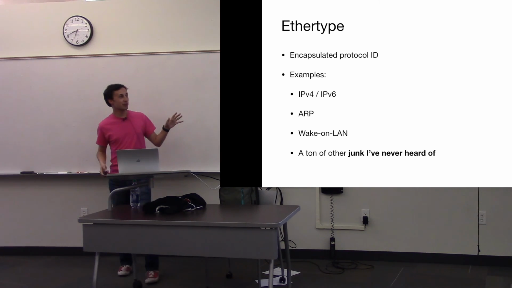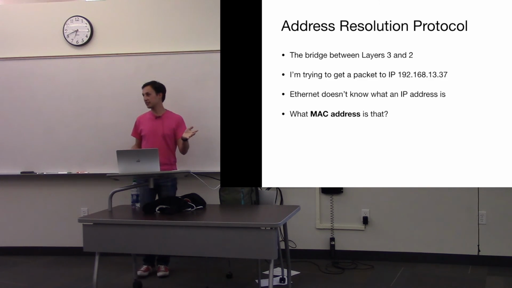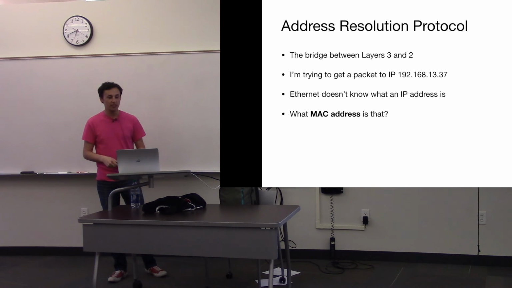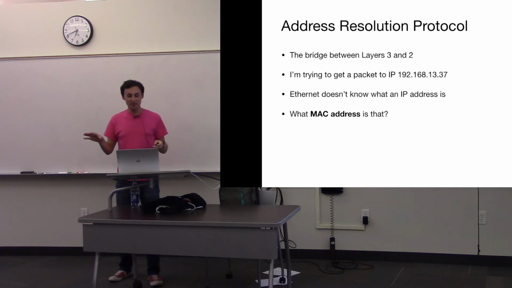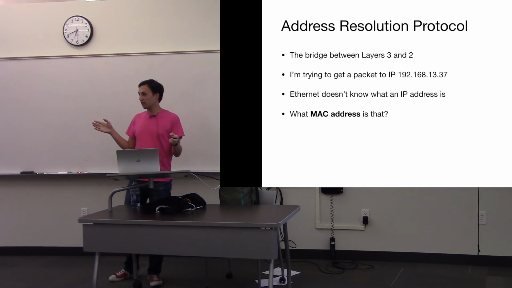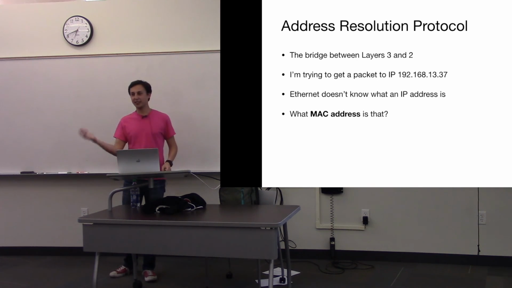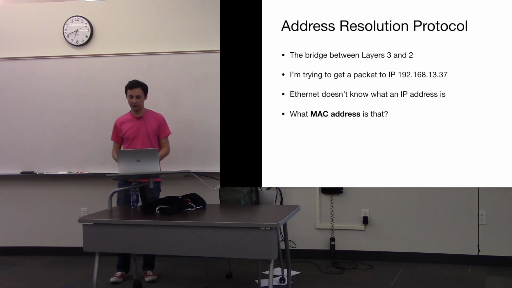But the address resolution protocol is really what we want to talk about here, because it's the bridge between layers, the network layer and the layer 2 data link layer that we're currently at. And what it does is it says, OK, I'm trying to get a packet to this IP address, and Ethernet doesn't know what an IP address is. So what the address resolution protocol does is it gives you the ability to ask the question, which MAC has this IP address?